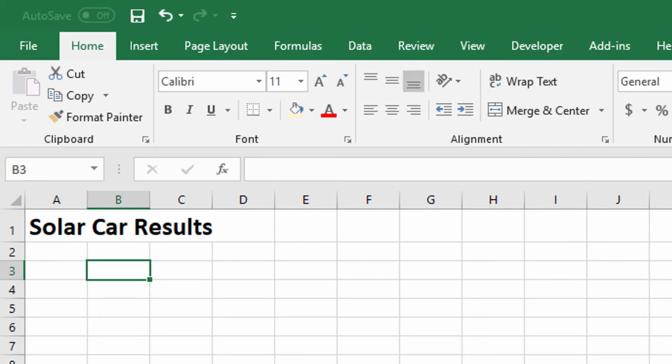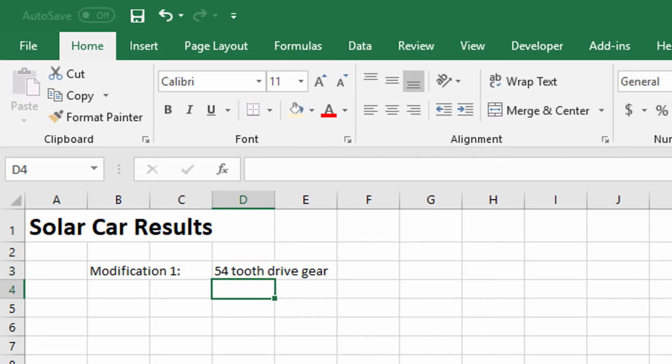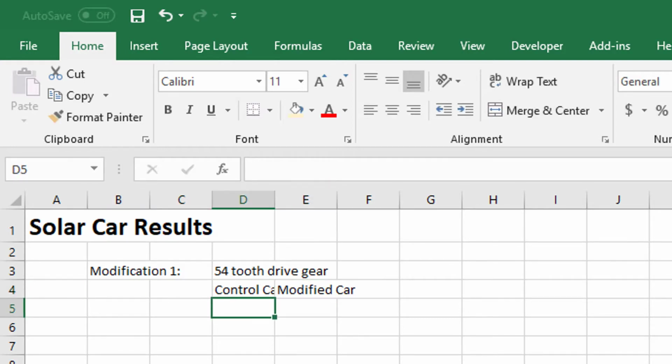All right, so my first modification that I want to create a table for, modification 1. Okay, hit enter, and I'll come across with my arrow keys to this cell here, and I'll say that was my 54 tooth drive gear. Okay, that was the modification that I made. Now, I want to record my race results. So remember, I had my control car racing against my modified car. So let's put control car here, and let's put modified car. So every time I type, I'm just pressing enter, and then I'm using my arrow keys to go to the cell that I want to go to next.